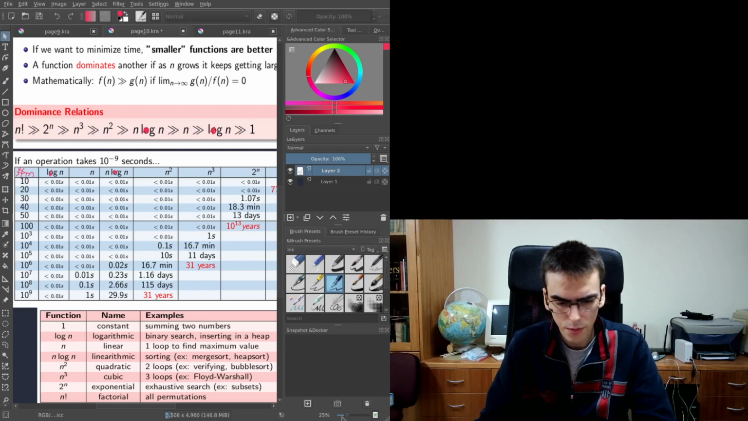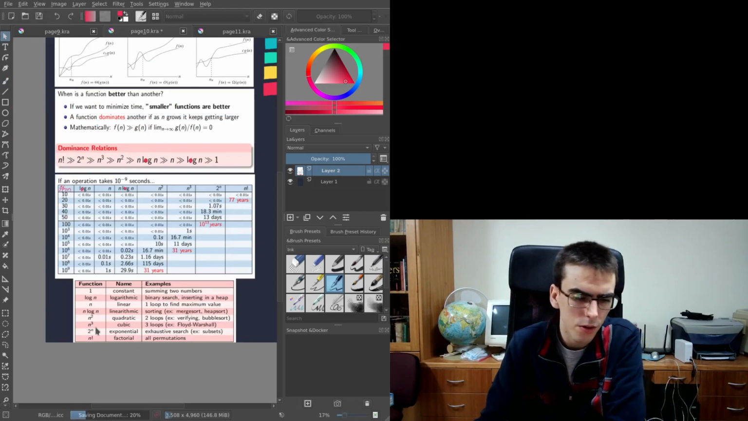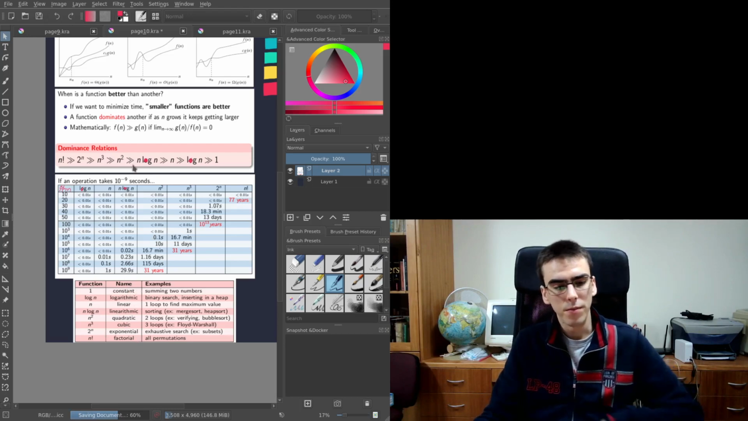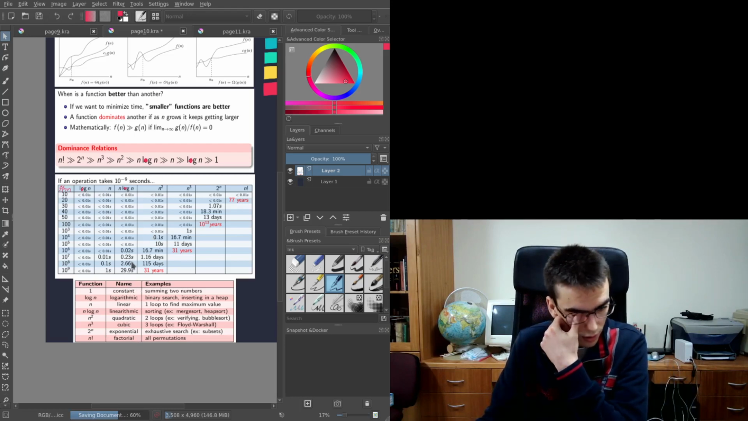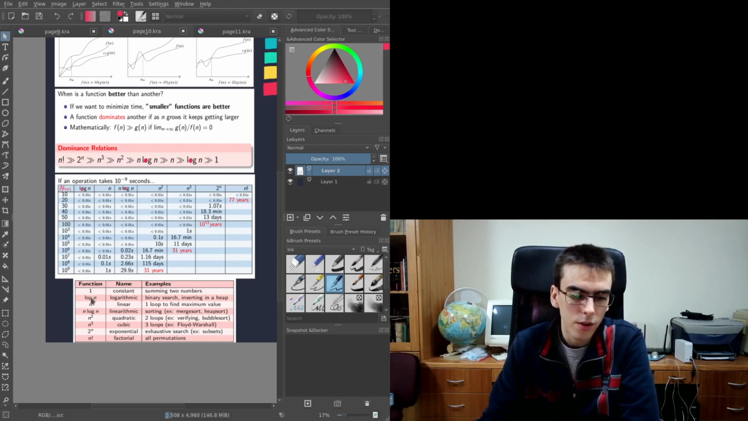Anyway, the other table that is here, and I think is also useful, is this regarding the names we usually give to these functions. So if it's 1, we say that's constant. If it's lg of n, then we say it is logarithmic. If it is n, we say it's linear.